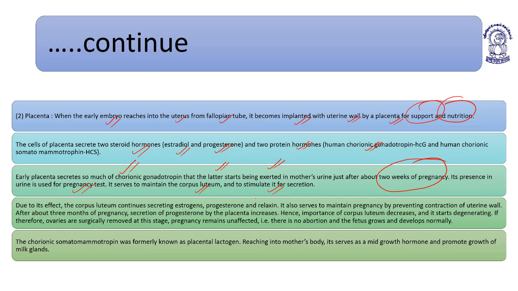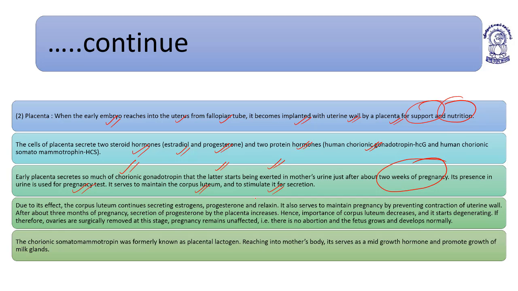After about 3 months of pregnancy, secretion of progesterone by the placenta increases, hence the importance of the corpus luteum decreases and it starts degenerating. If the ovaries are surgically removed at this stage, pregnancy remains unaffected. There is no abortion and the fetus grows and develops normally.